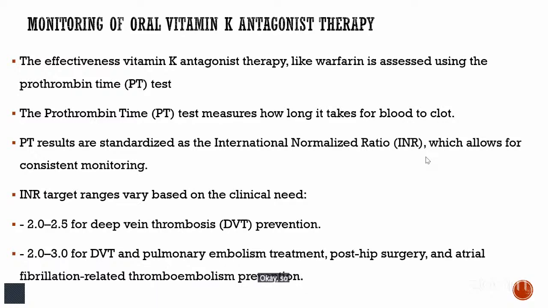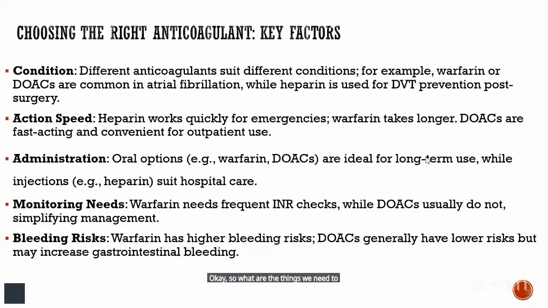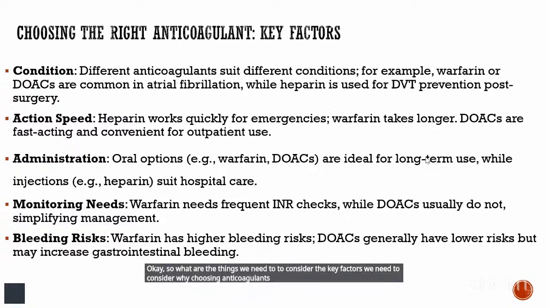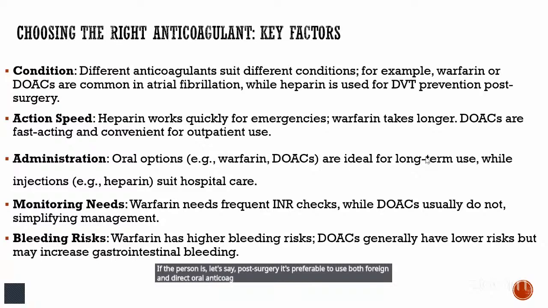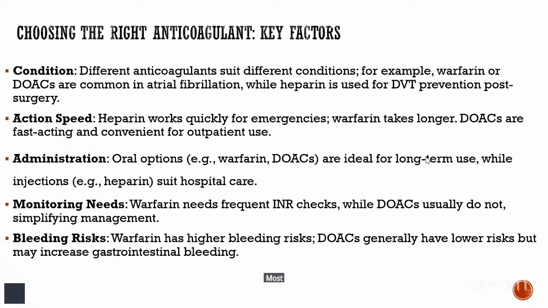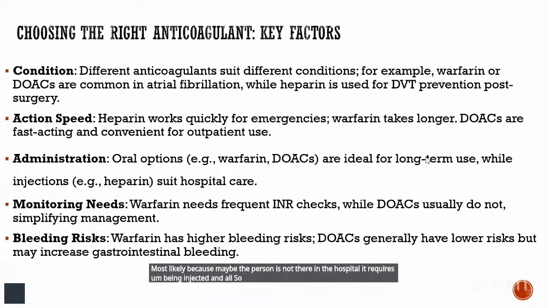Okay. So what are the key factors we need to consider while choosing anticoagulants? The first thing we should consider is, what is the condition of this person? Different anticoagulants suit different conditions. For instance, if the person is post-surgery, it's preferable to use warfarin and direct oral anticoagulants than heparin, most likely because the person is not in the hospital. Heparin requires being injected and all. So when the person goes home, it's far better giving tablets.